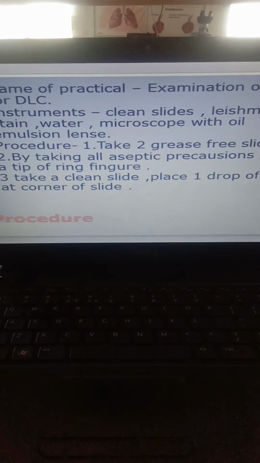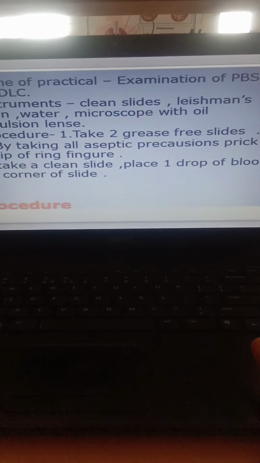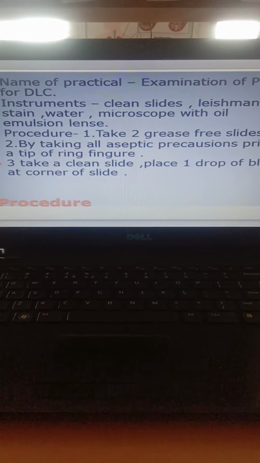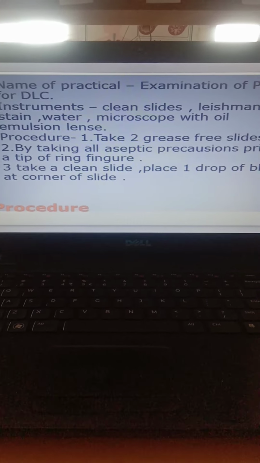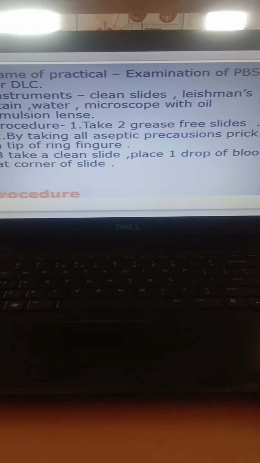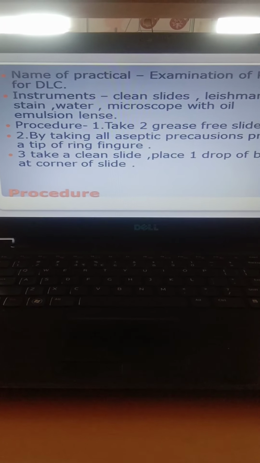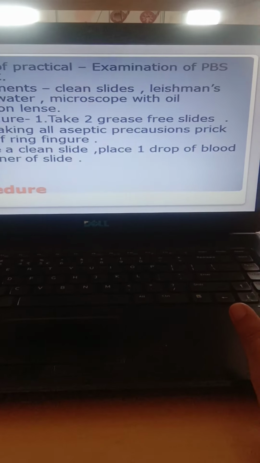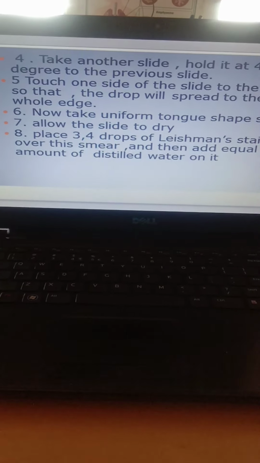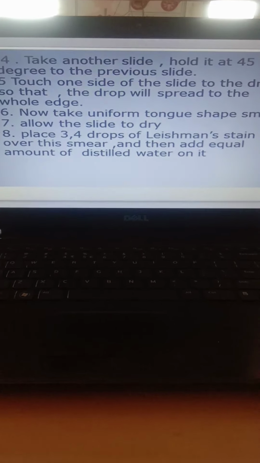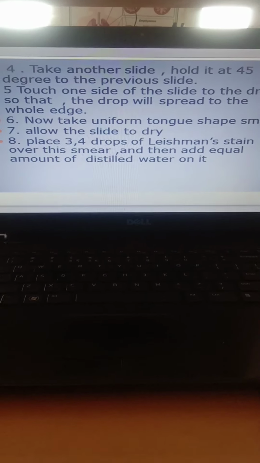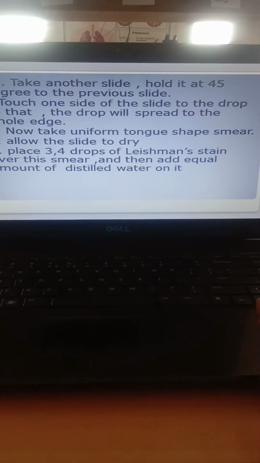The instruments we need for this practical are clean slides, Leishman stain, clean water, and a microscope with oil emulsion lens. Now the procedure: you have to take two grease-free slides. Taking all aseptic precautions, you have to prick your ring finger, and put a drop of blood at the corner of a clean slide. Take another slide, hold it at 45 degrees to the previous slide, and touch one side of it to the drop so that the drop spreads all over the edge of that inclined slide.